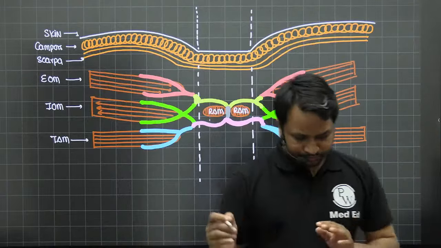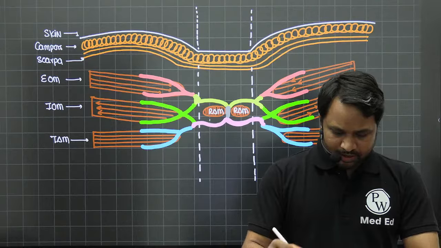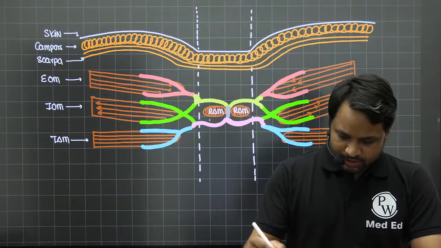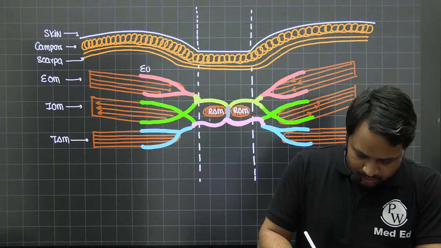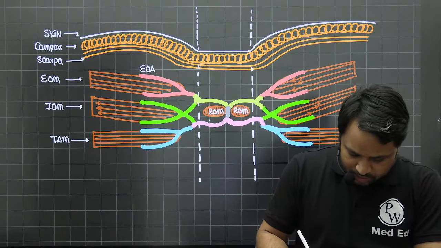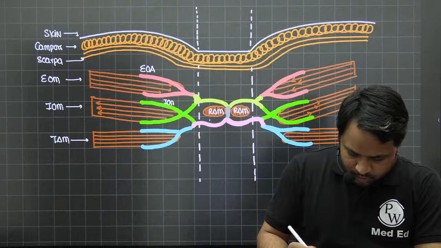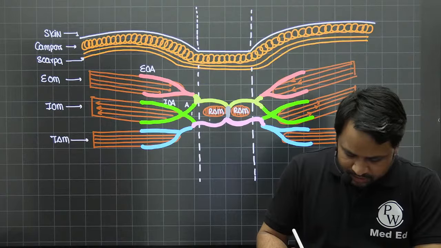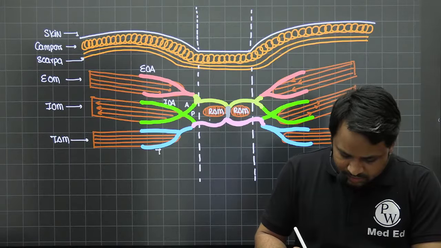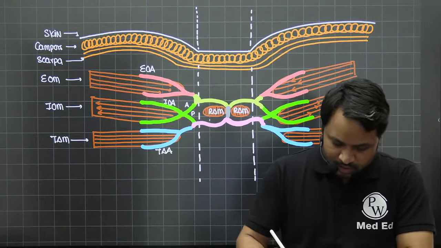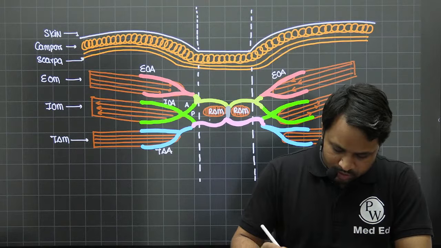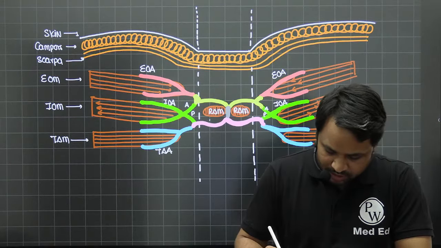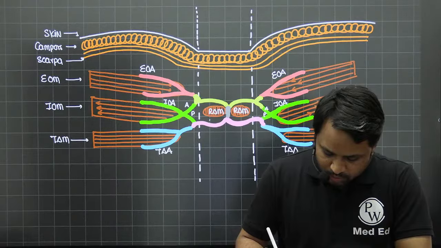Okay? Now, let's come back to our lecture. So you have all these aponeurotic tissues. I'll just quickly label them. This is your external oblique aponeurosis. This happens to be your internal oblique aponeurosis. This is the anterior leaflet. This is the posterior leaflet. And this is the transverse abdominis aponeurosis, right? So external oblique aponeurosis, internal oblique aponeurosis, anterior leaflet, posterior leaflet, and the transverse abdominis aponeurosis.